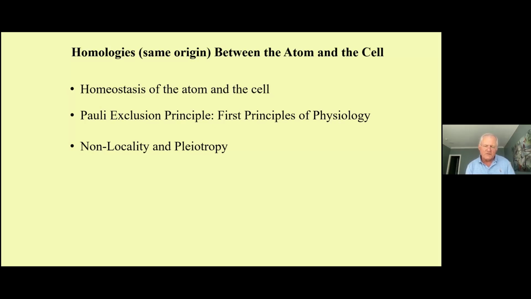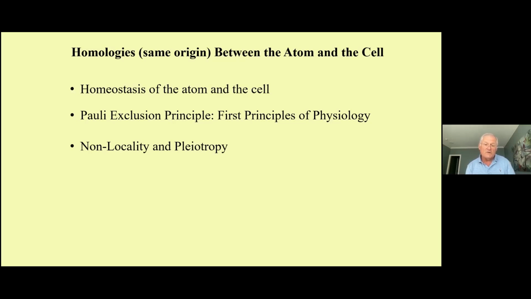In the case of the first principles of physiology, there's negative entropy, Schrodinger's concept of life. There is the energy source and homeostasis. So both negative entropy and the bioenergetics are determined, whereas homeostasis is probabilistic. So that's where that homology between the atom and the cell comes from, in my opinion.